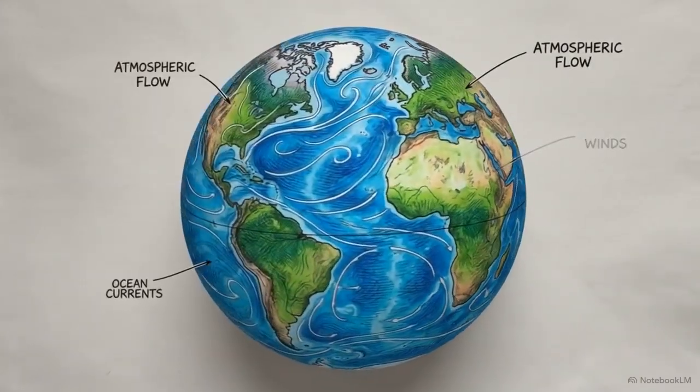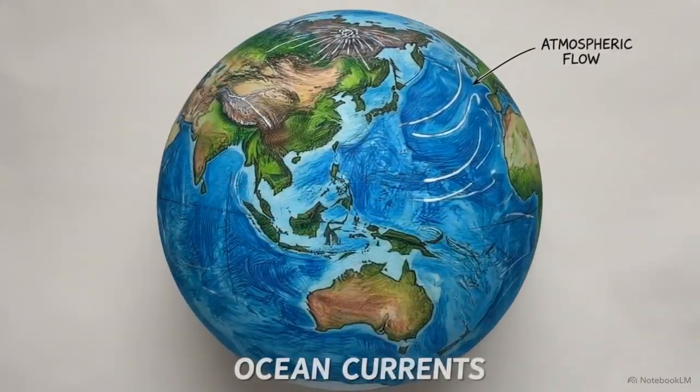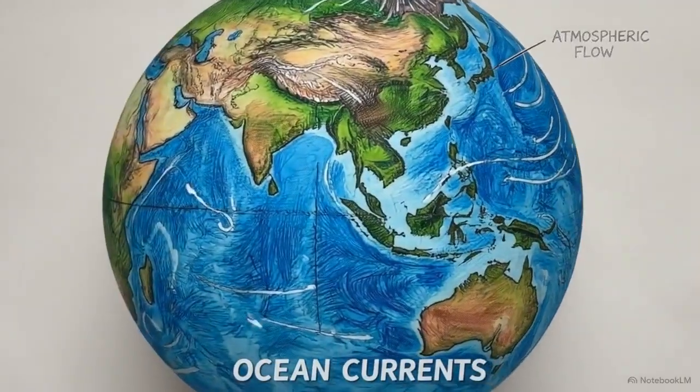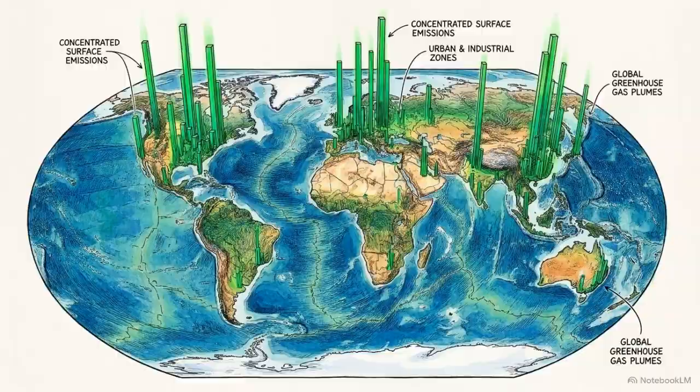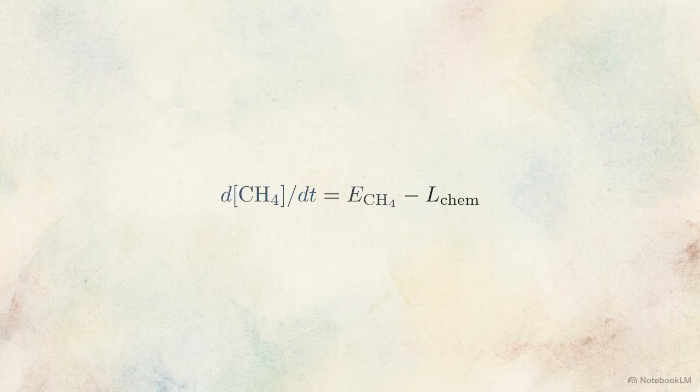Top-down atmospheric inversions are the primary tool we use to track global methane. By observing the concentration of gas actually present in the atmosphere, these computational frameworks work backward to infer where that methane came from, mapping surface emissions across the globe. This accounting relies on a simplified equation: atmospheric methane change equals total emissions minus chemical loss.